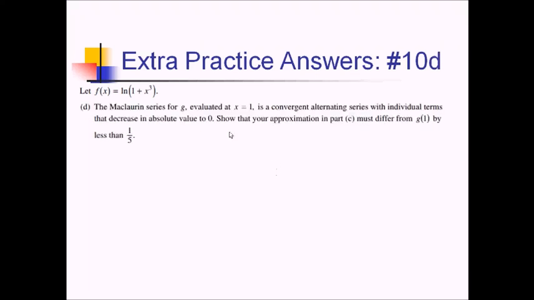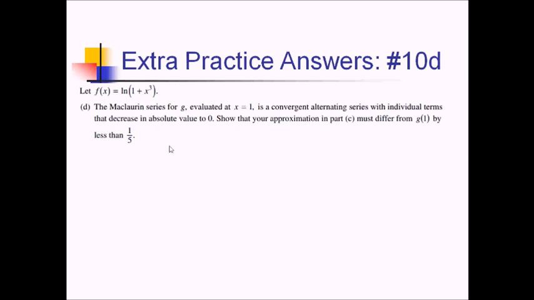Our final task for this free response, they're telling us our Maclaurin series g evaluated at 1 is a convergent alternating series with individual terms that decrease in absolute value to 0. Well, they're really just spelling it out for us, aren't they? They want us to show our approximation in part C must differ from g of 1 by less than 1/5. So they basically want us to use the alternating series error bound, which this is the conditions for, and to get an error of less than 1/5.